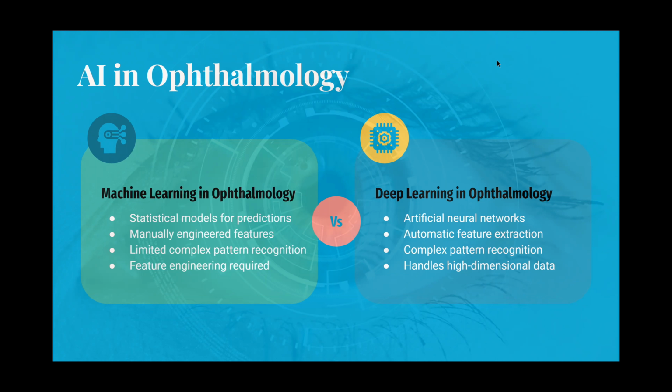Machine learning algorithms typically require hand-crafted feature engineering, which is time consuming and may not capture all relevant information, while deep learning algorithms are capable of automatic feature extraction, which can save some time and money as well. Deep learning can handle high dimensional data in this way. Deep learning has shown more promise in recent years than machine learning, as it can handle high dimensional data and automatically extract features. Next slide.